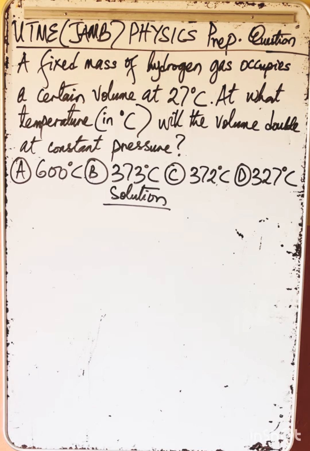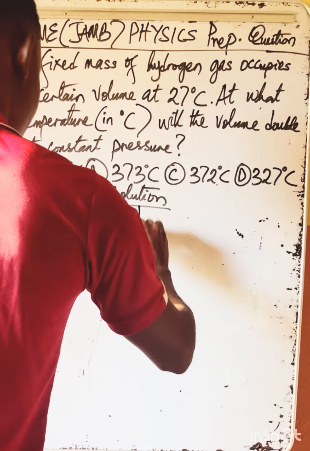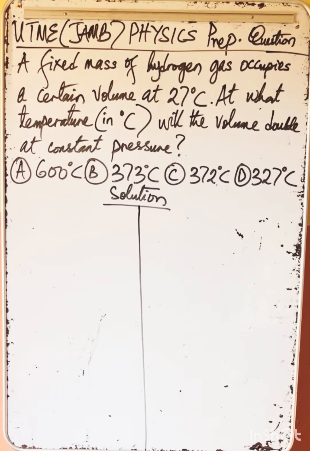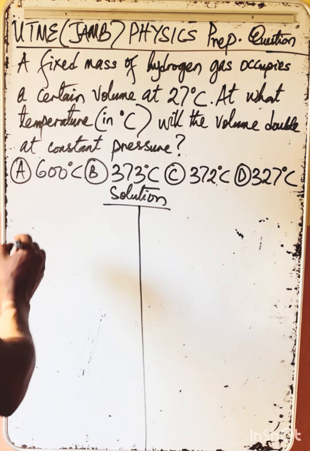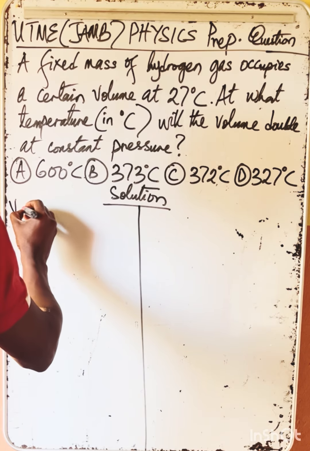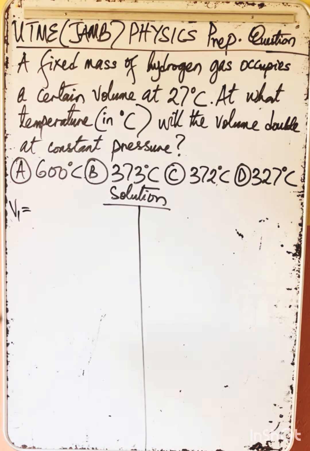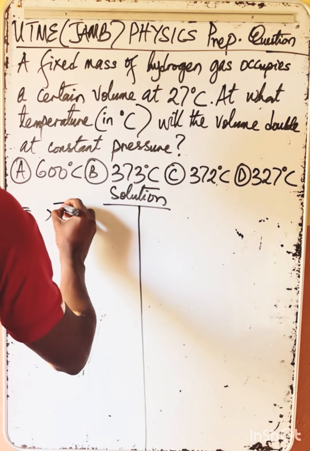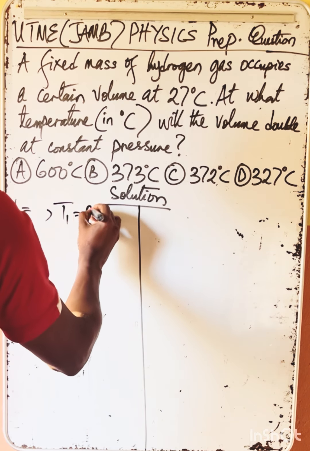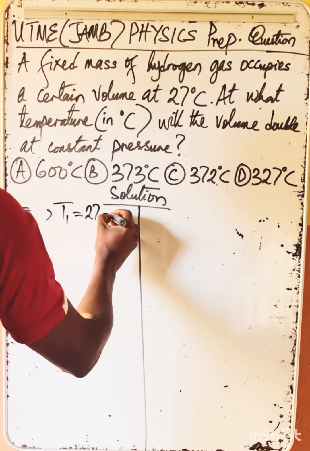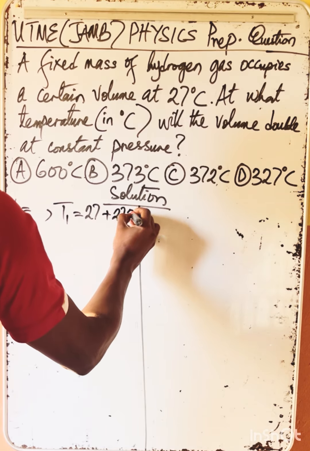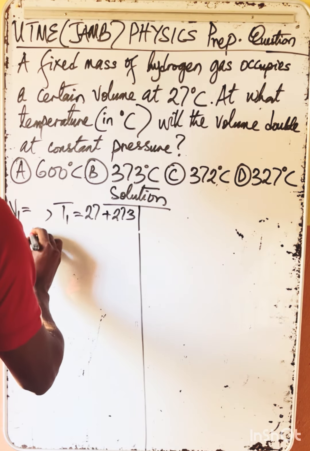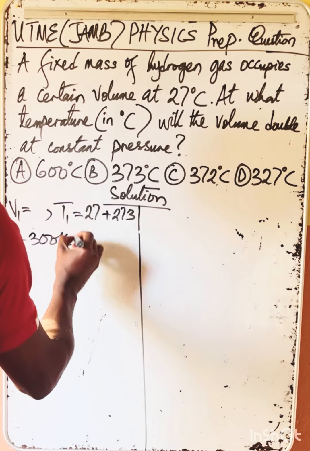So let's begin to respond to the question once again. A fixed mass of hydrogen gas occupies a certain volume. So let's say V1 is the volume; they did not mention it. And at T1, 27 degrees Celsius. So 27 degrees Celsius plus 273, that will convert it to Kelvin, will give us 300 Kelvin.